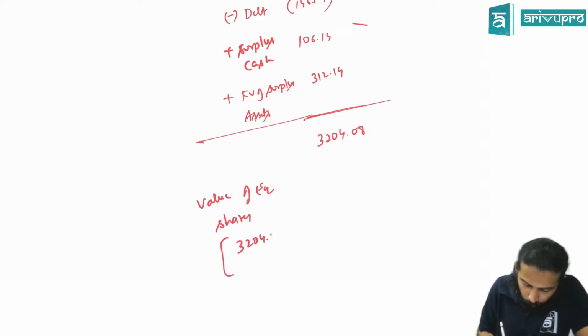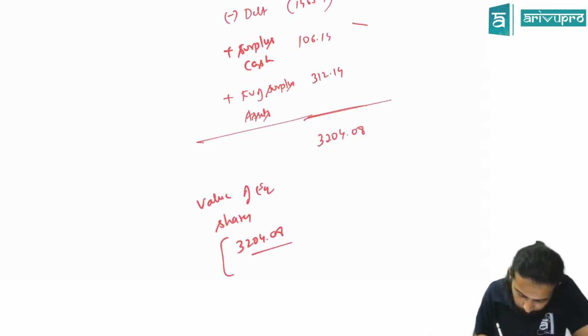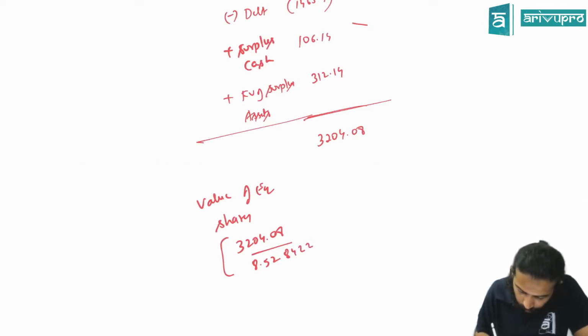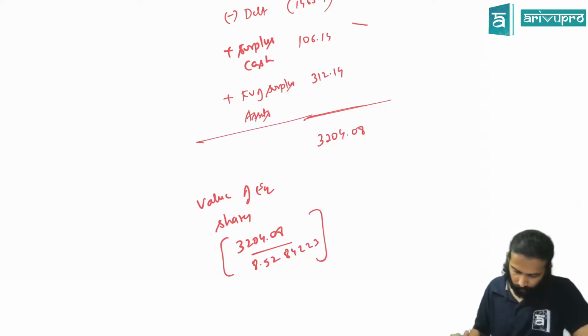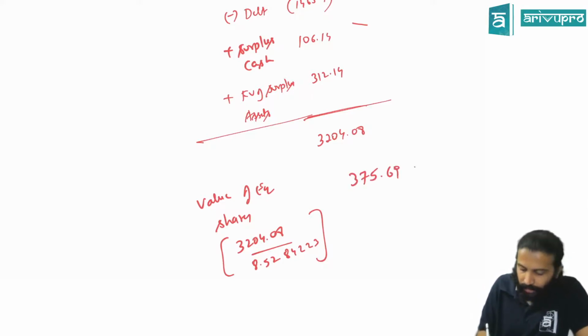So the value of equity shares will be how much, sir? 3204.08 divided by the number of equity shares, which was 8.52, how much? 52,84,223. How much will be the valuation finally? 3204.08 divided by 8.5284223. That will be what? 375.69. Yeah, 375.69 per share, correct?